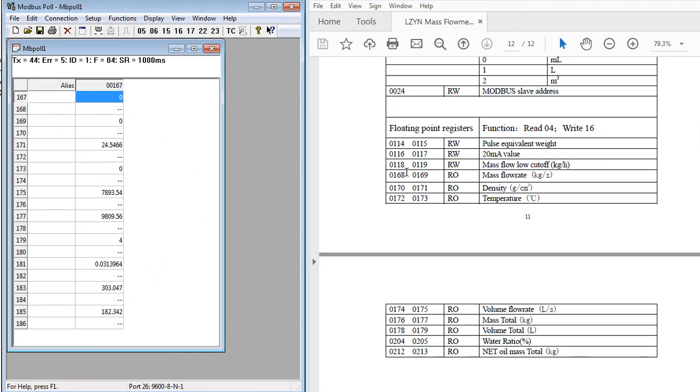So that's using that. The only values we really need to read are flow rate, density, temperature, and total in either liters or volume. And for those in the oil and gas, here's the water ratio and mass. But that is it.